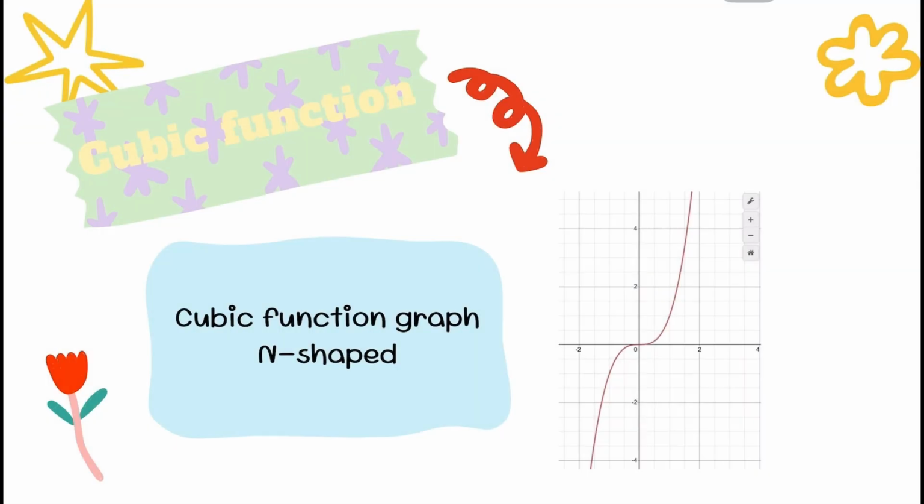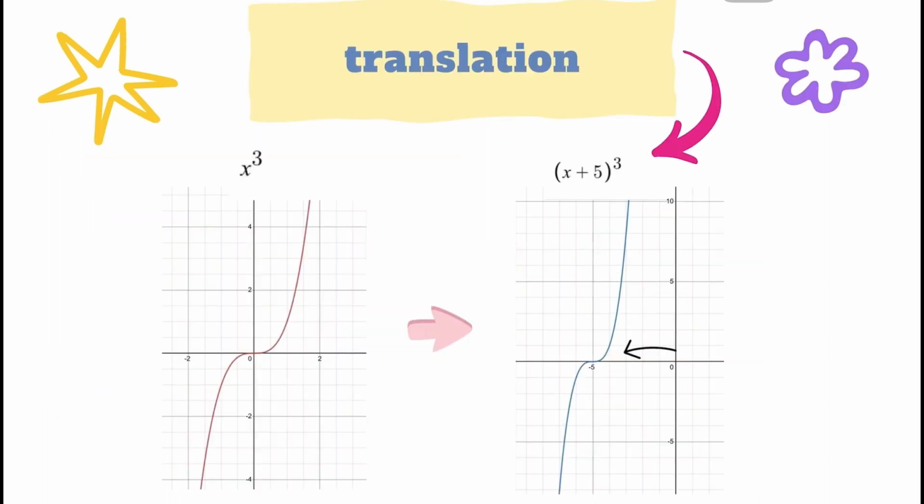I will be talking about cubic function. As you can see here, a cubic function graph is n-shaped. So this is an example of translation of a cubic function graph. On the left is a default cubic equation, which is x cubed. In this example, the x cubed is changed to x plus 5 cubed. The graph has shifted to the left by 5 units because of the plus 5 in the bracket.